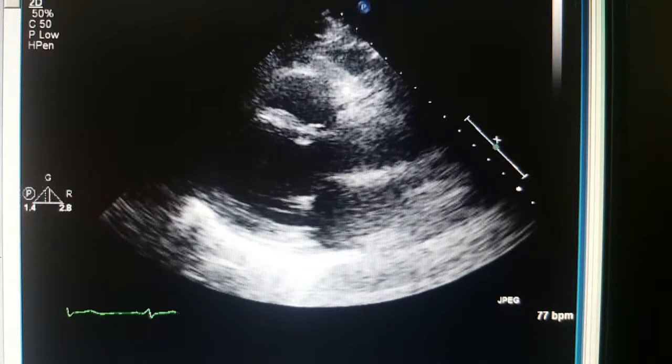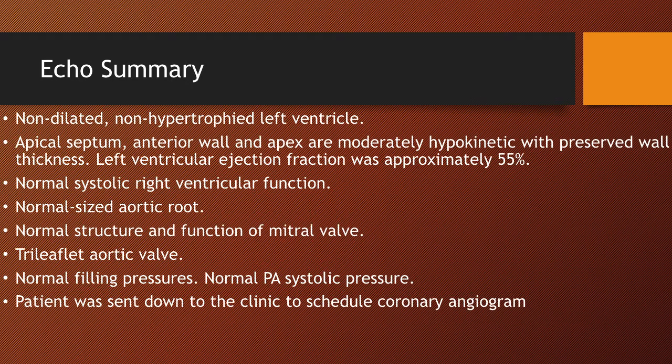And I will give you a quick explanation why. I find it kind of funny that they said the reason why they're giving her an angiogram is for an abnormal echo. Here I'm going to give you the echo summary. Based on the physicians on the echo summary, everything seemed to be fairly normal. So non-dilated, non-hypertrophied left ventricle, but the apical septum, anterior wall, and apex moderately hypokinetic, and preserved wall thickness. The left ventricular ejection fraction was approximately 55%, which is low.